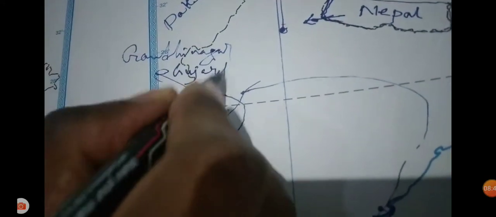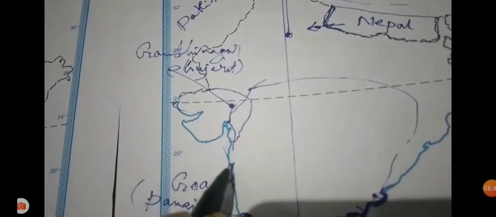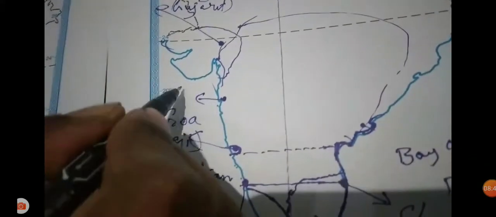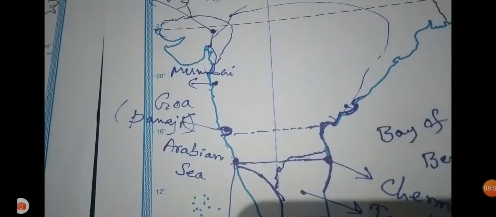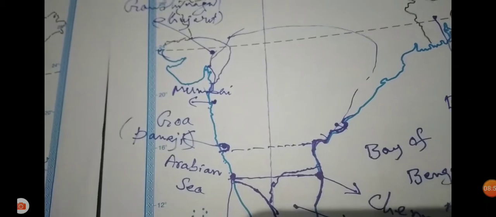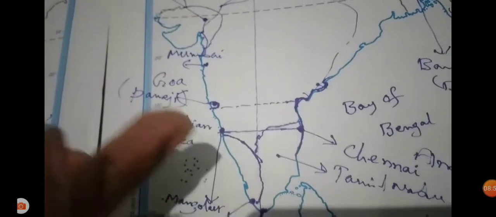Gandhinagar is the capital of Gujarat. Another important city is Mumbai. On the south side of Gujarat is Maharashtra. Mumbai is the capital of Maharashtra.